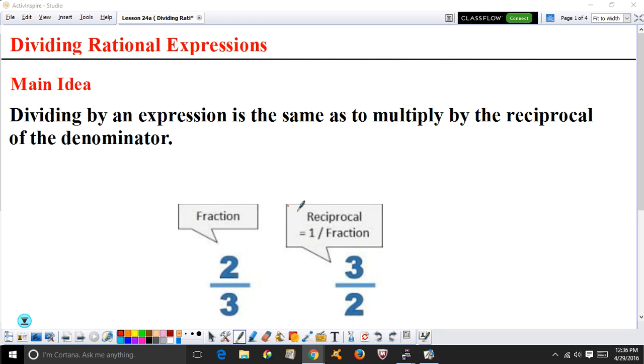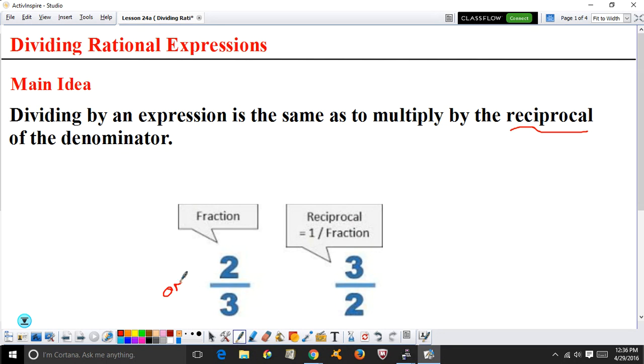Today, we're going to see how we divide rational expressions. The main idea here is that when you're dividing an expression, that is the same as if you multiply by the reciprocal of the denominator. You have to remember that the reciprocal is when you flip a fraction.